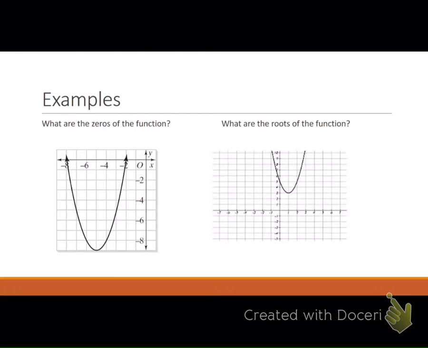Okay, so we are going to answer this. What are the zeros of this function? Where is it crossing the x-axis? So what are my zeros of this function? -8 and -2. -8, 0, and -2, 0. I drew it. It is where we are crossing the x-axis. It's when y is 0.